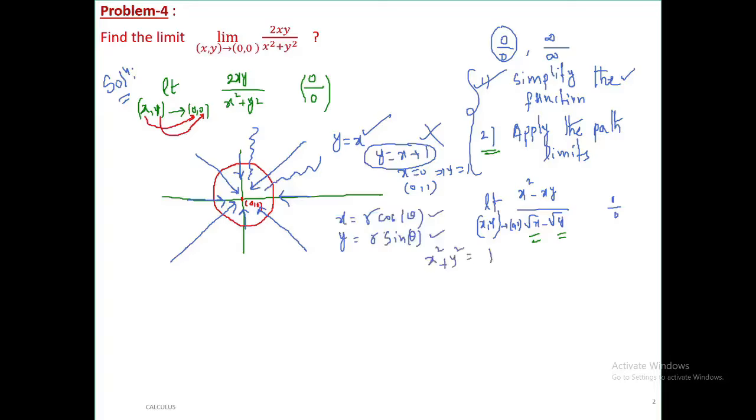Then if I substitute, r is 1, the radius is 1 now. So x is equal to cos theta, y is equal to sin theta. Substituting, cos square theta plus sin square theta is equal to 1, satisfying 1 is equal to 1. Therefore, these two become the equations of a circle. That's why I'm taking these two, nothing else.